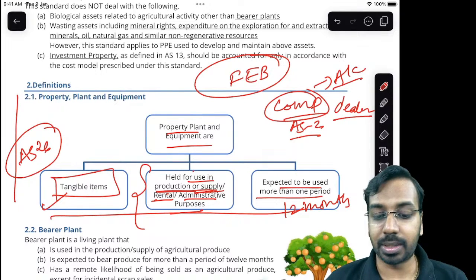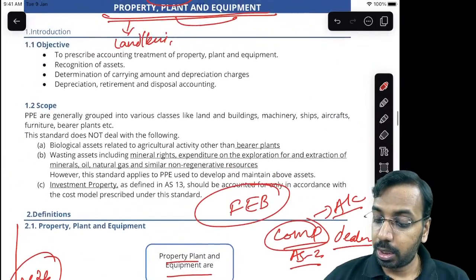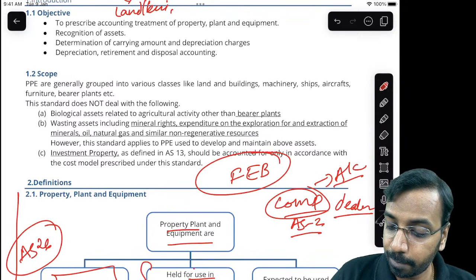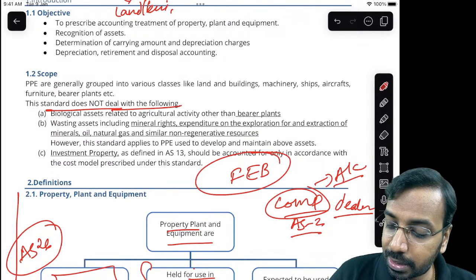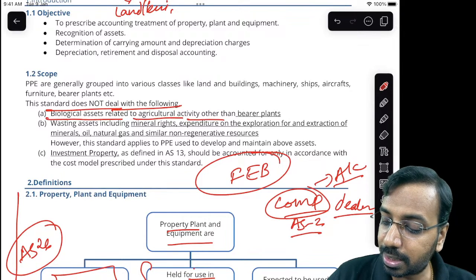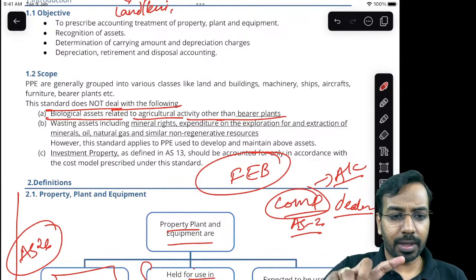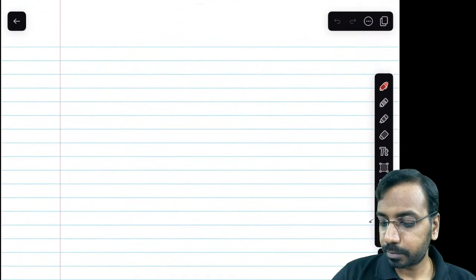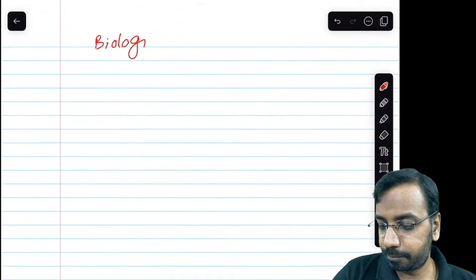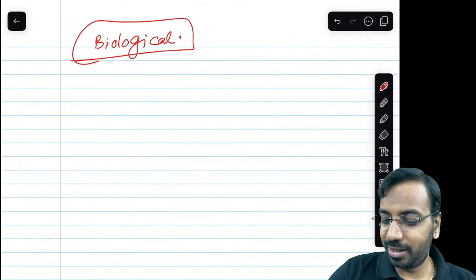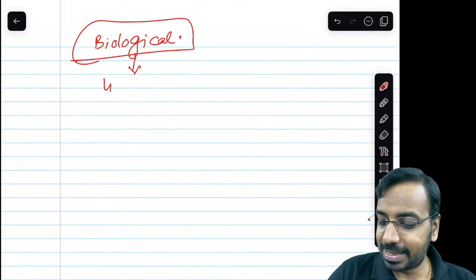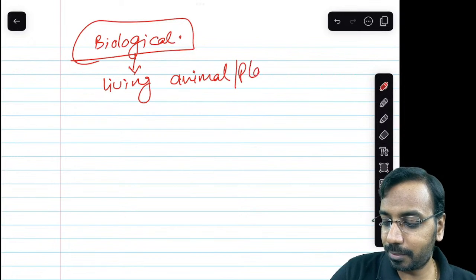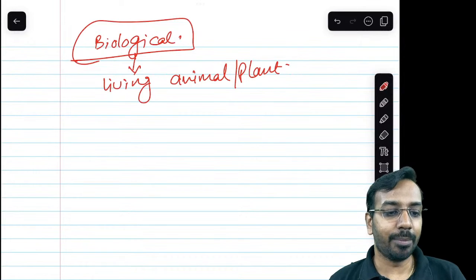You will have to remember this definition. Now, the other thing you have to understand about this standard, very importantly, is that AS10 does not deal with biological assets related to agricultural activity other than bearer plants. A very complicated way of defining, so let me simplify it. There is a biological asset. So why are we reading biology in AS10? A biological asset is a living animal or plant.